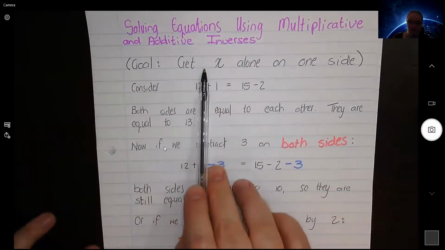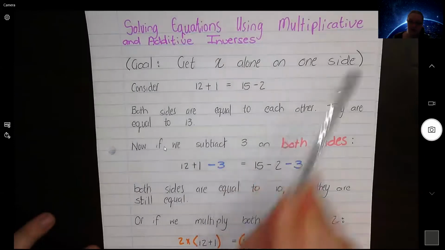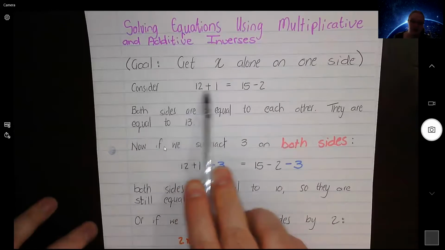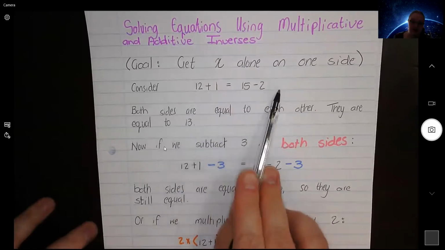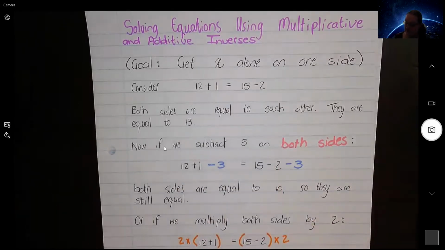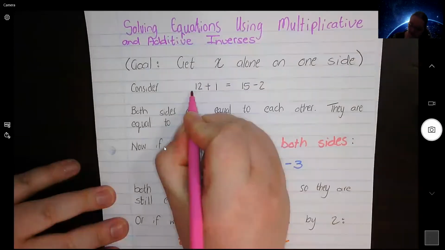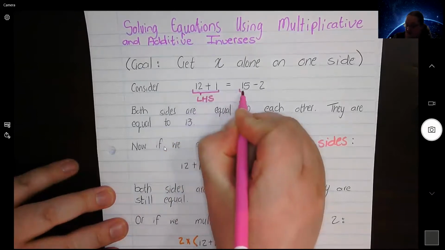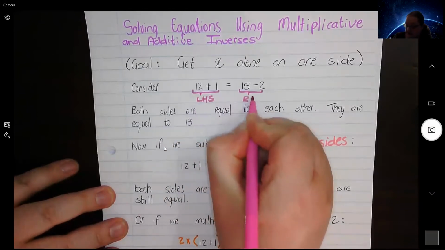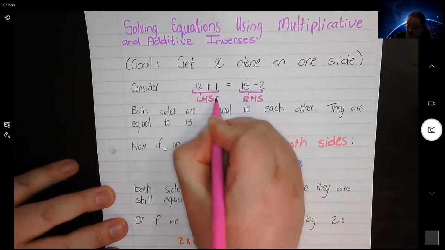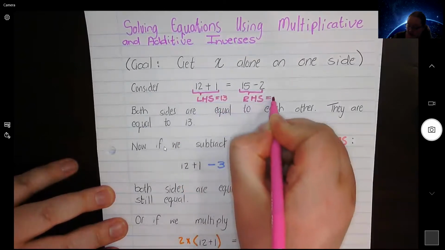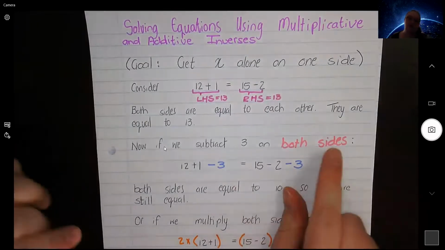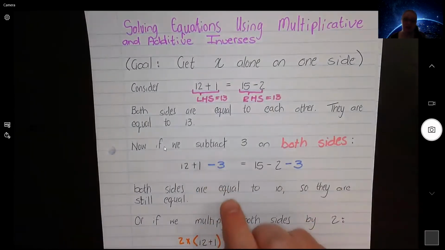Now, your goal is to get x alone on one side. Okay, so consider 12 plus 1 and 15 minus 2. Both of these give us 13. This is the left-hand side, and this is the right-hand side, and both of them are equal to 13. That gives us 13, and that gives us 13. Okay, both sides are equal to 13. That means that they are equal to each other.